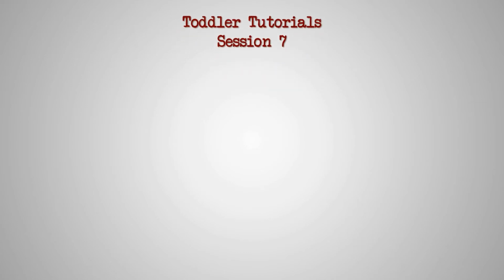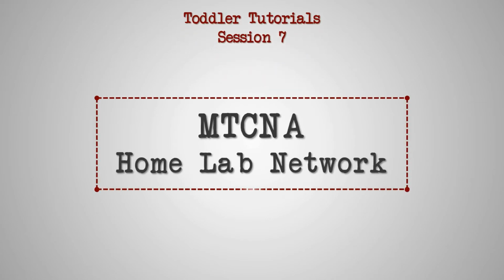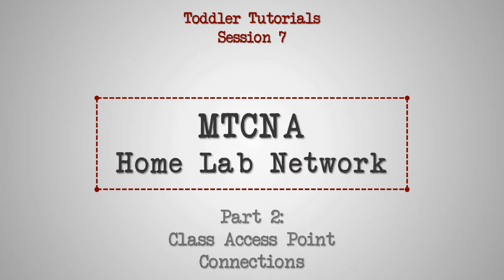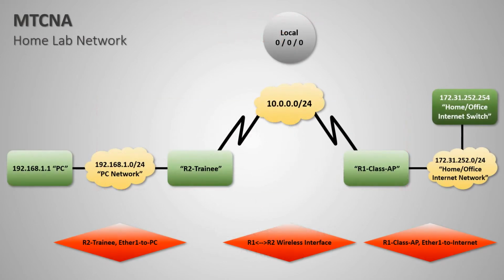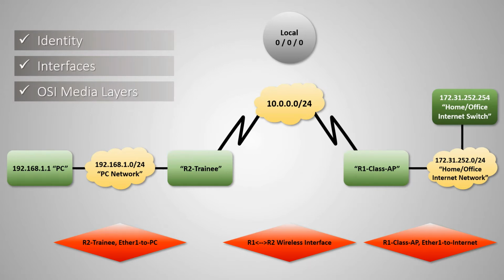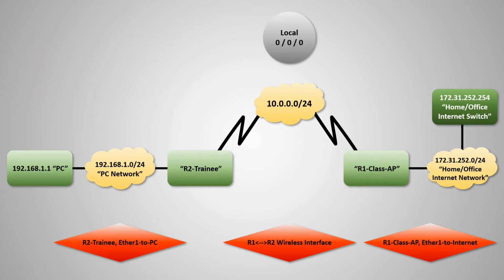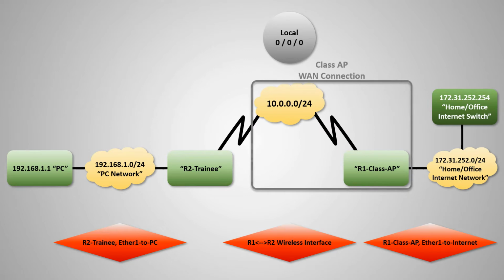Picking up where we left off, we're going to continue the establishment of our home lab network for the MTCNA course, and in this session we'll deal with the LAN and wireless connections of the class access point. In the previous session, we talked about the identity of the class AP, the names of its interfaces, and the OSI model. In this episode, we'll first deal with the LAN internet connection of the class AP, and then we'll go over the wireless connection with the trainee router.